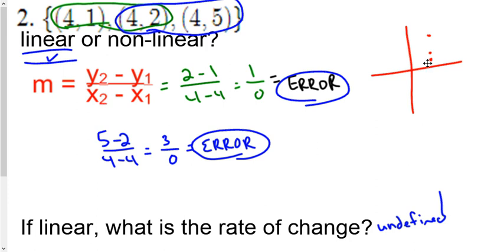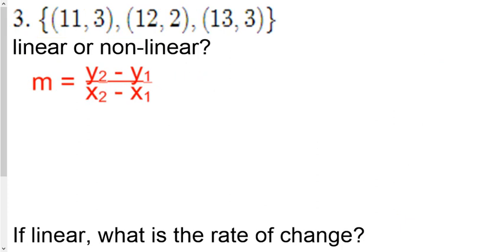It's definitely not a function. It flunks a vertical line test, but it is linear. And if it's linear, what's the rate of change? Well, it's undefined. So that's what it is. It basically means that you can move up or down, but you're not going to be moving left or right at all. Number 3, I think, is where we're going to start feeling a little bit better about the situation.